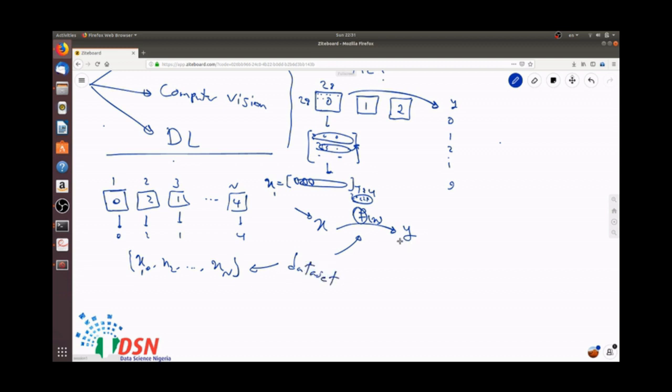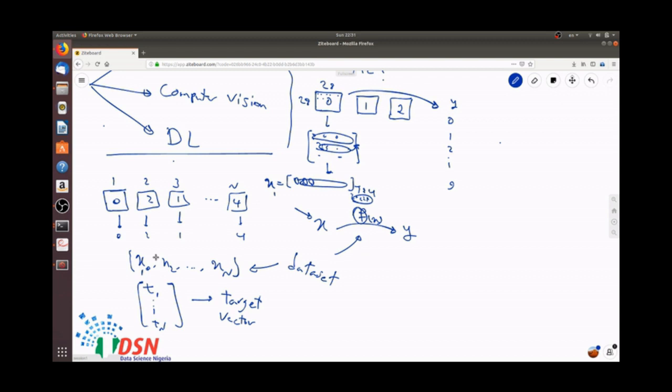And the digits in there, which are our targets, we could put them in a vector, and we could call it target vector.